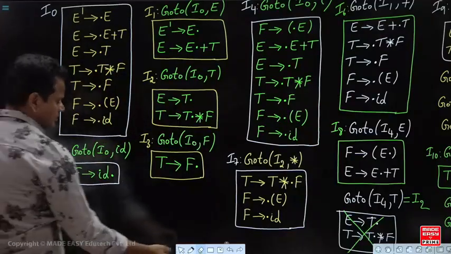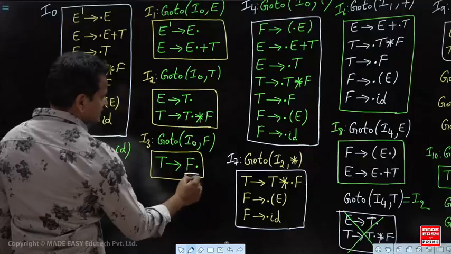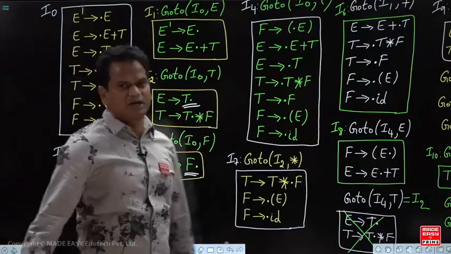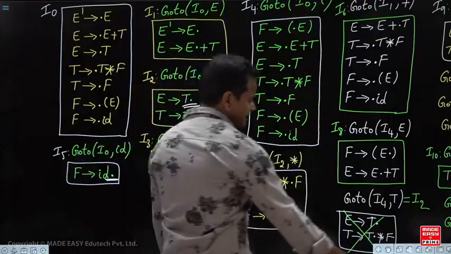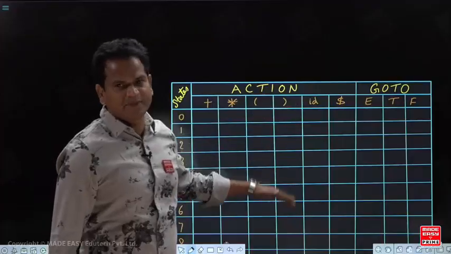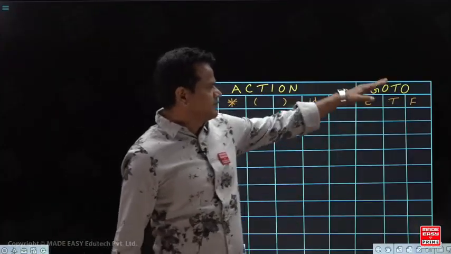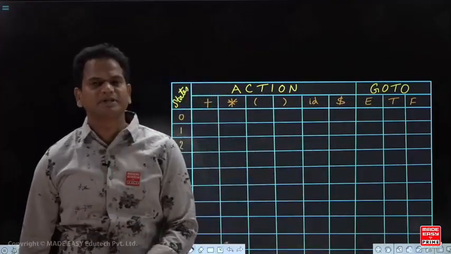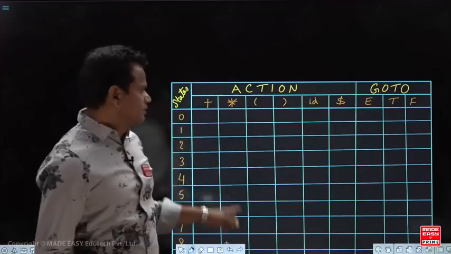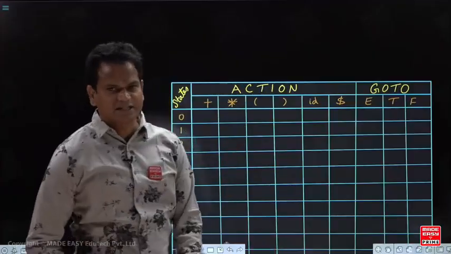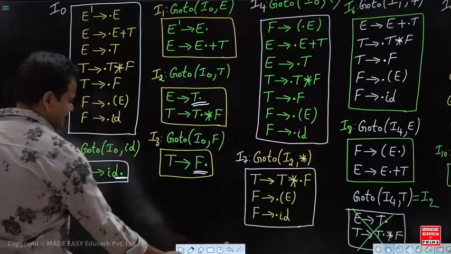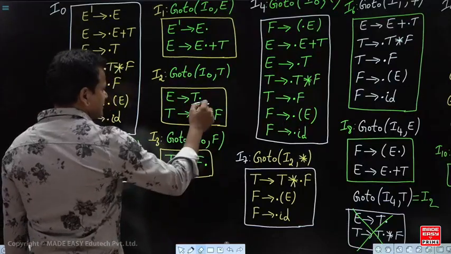Then what about these final items? What about final items? For the final items also, we enter in the action part. So go-to part we will enter for only the shift symbol non-terminals. If the shift symbol is a terminal or if it is a final item, for both of them we enter in the action part. Now here, shift symbol terminal, I told you, for a shift symbol terminal we enter in the action part.